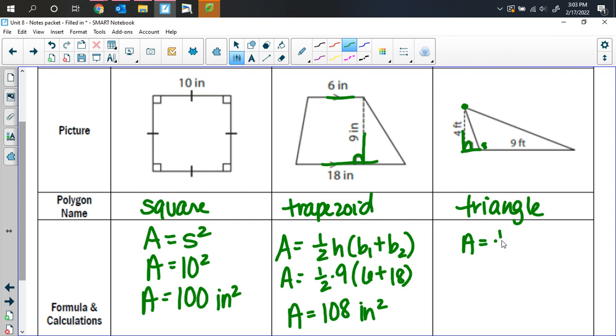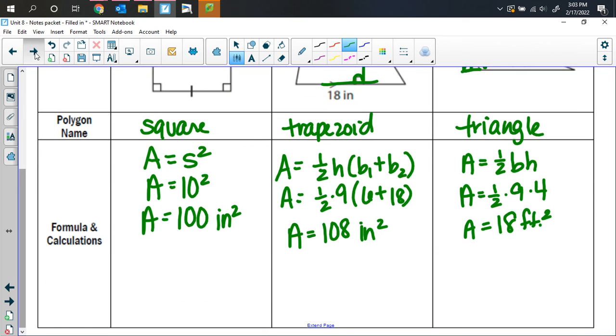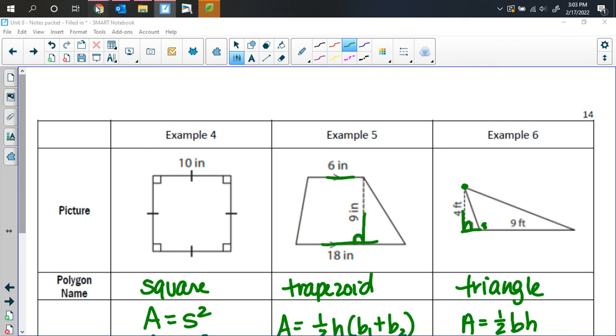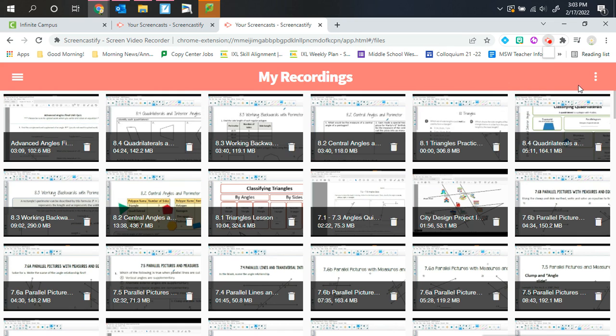So area is 1/2 times base times height. So your formula, 1/2, your base is 9, and your height is 4. So your area here is going to be 18 feet squared, or 18 square feet is actually how you would read that out as an answer then. And that wraps it up then for lesson 8.5 on area.